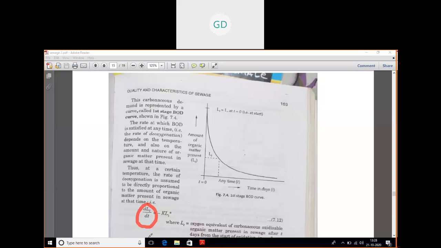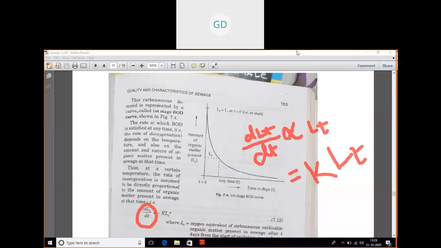The rate of deoxygenation is said to be proportional to the amount of organic matter present in the sewage. So dLt by dt is proportional to the amount of organic matter, which is taken to be Lt. Now we have to remove the proportionality sign and enter a proportionality constant. If we replace it with an equal sign, there will be one constant, which is taken to be K. So dLt by dt equals K Lt.